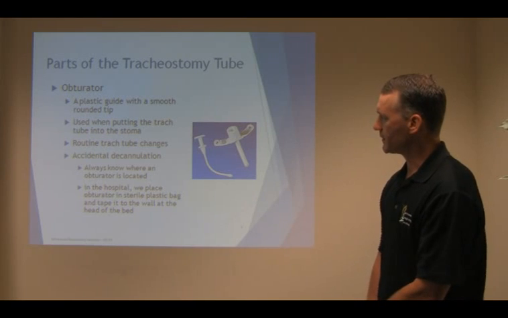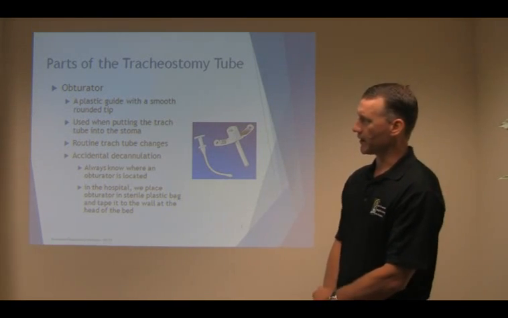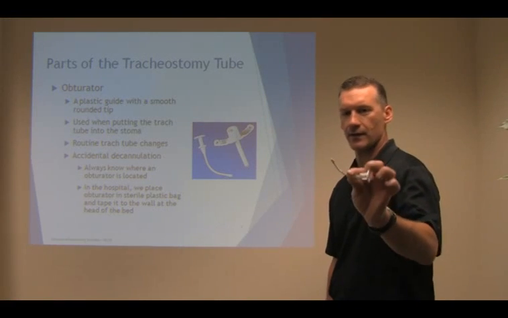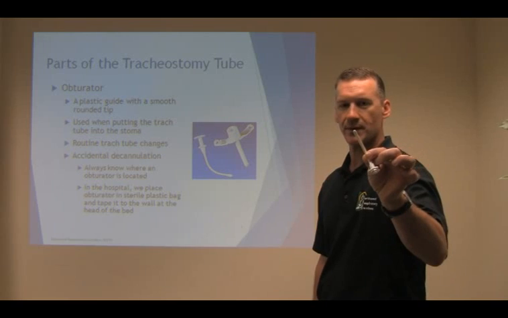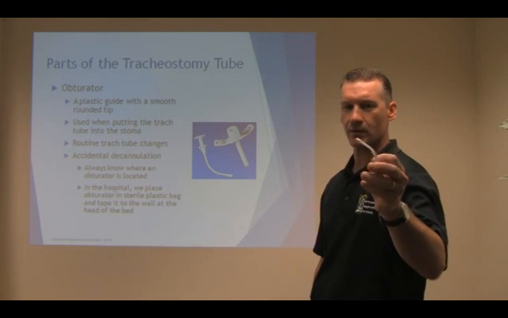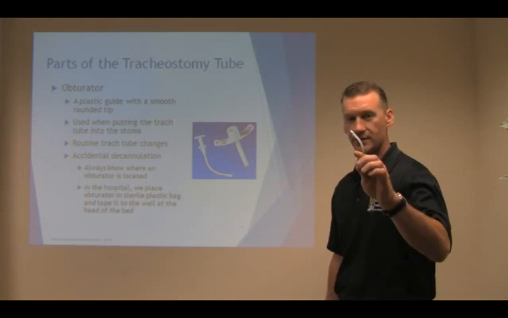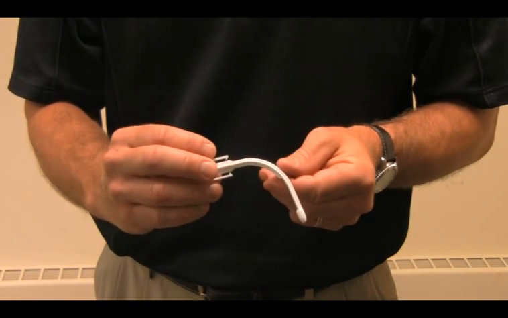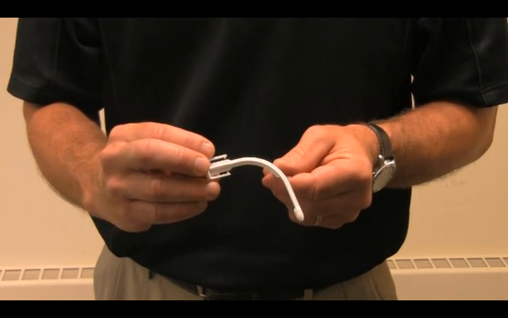So again, more parts of the tracheostomy tube. You have the obturator. It's a plastic guide with a smooth, rounded tip. This is our obturator, and this should be placed in a sealed, sterile bag above the patient's bed in case of emergencies. It's used when putting the trach into the stoma.